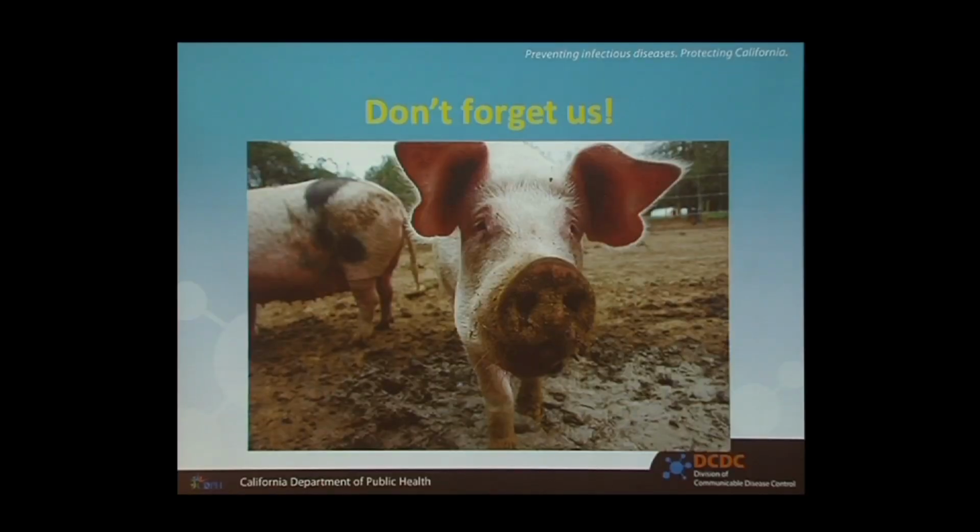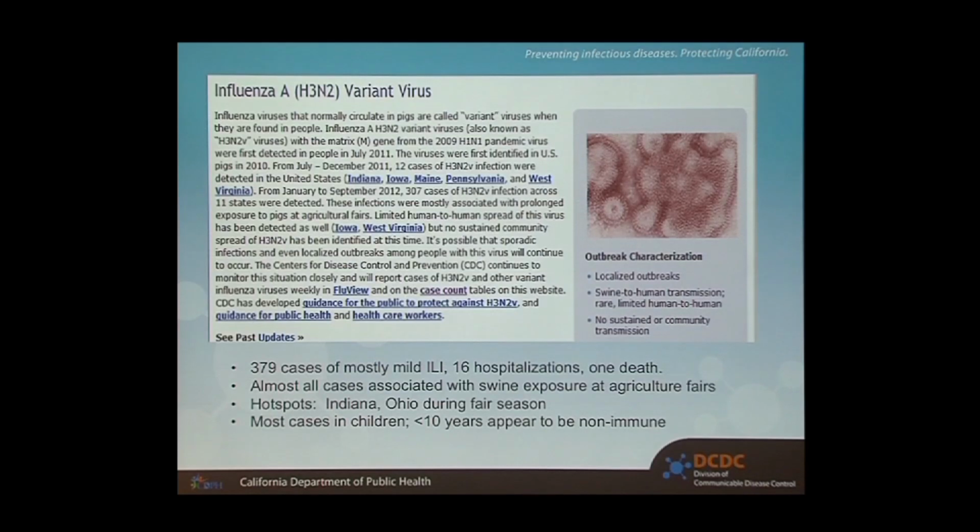Okay, so finally, don't forget the pigs, because in the last 2 years, we've also had swine flu viruses that have been circulating. There has been a variant H3N2 that we've been watching closely. We've had nearly 400 cases reported, mostly mild, although some hospitalizations, and fortunately mostly due to swine exposure at agricultural fairs.